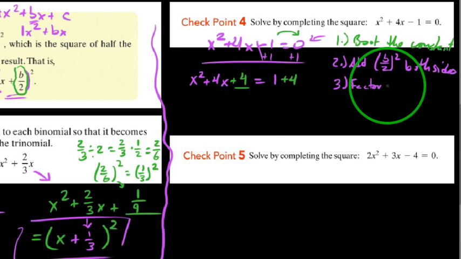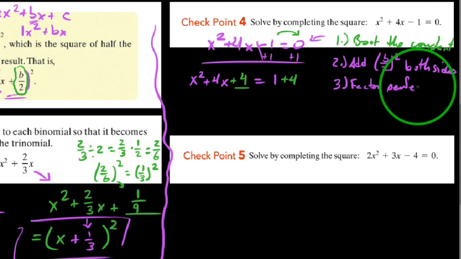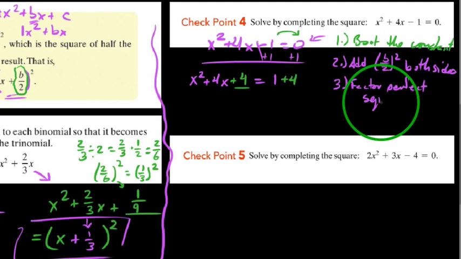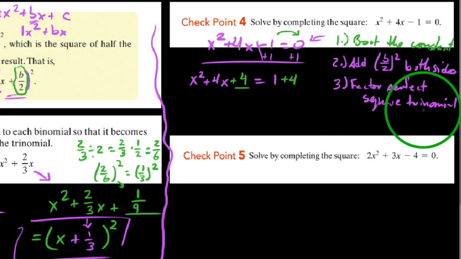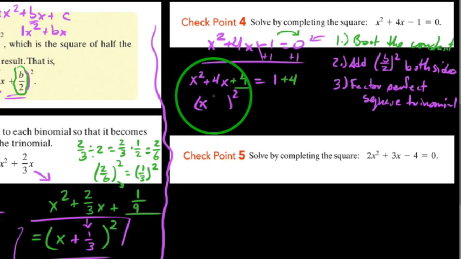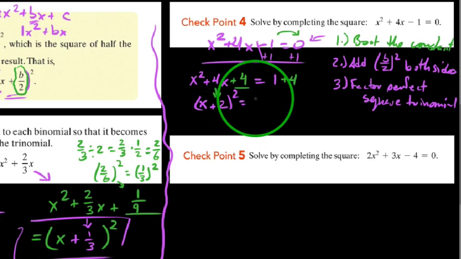Factor the perfect square trinomial is what we'll do next. So this, we know it factors. We know it's got to factor. And furthermore, I know what goes in here. It's half that middle term. So we'd say, well, this has got to be a positive 2. And on the right side, I get 5.